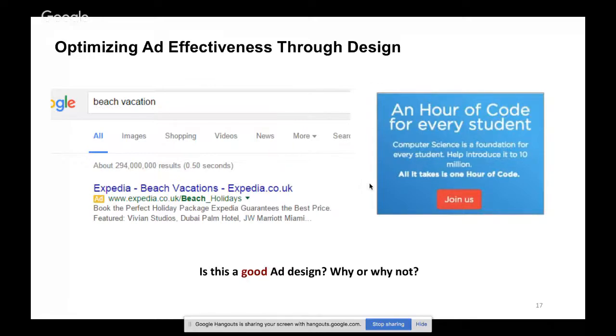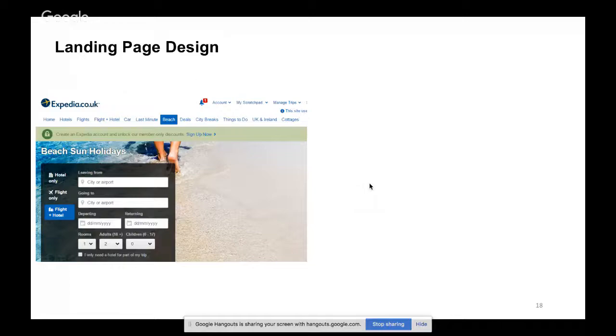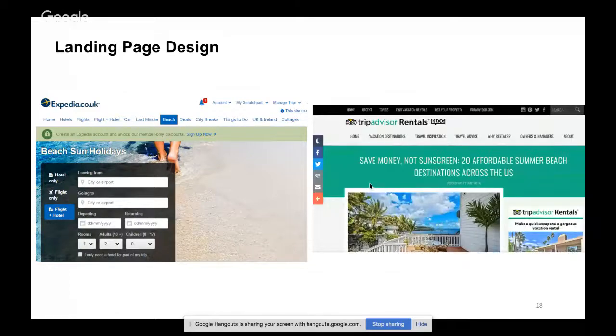Okay, so now you have your answers in your mind. Let's look at another one. Like I said earlier, after customers click on your ad, they will land on your website through the landing page. So the landing page design is also very important to improve the conversion rate. To that end, look at these two landing pages. Which landing page is better? Why?